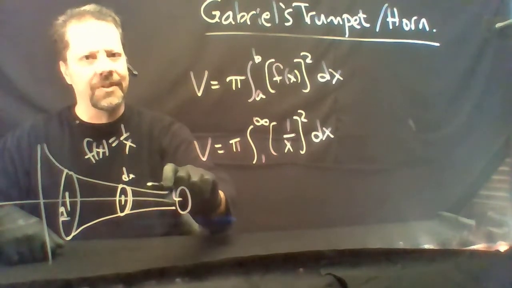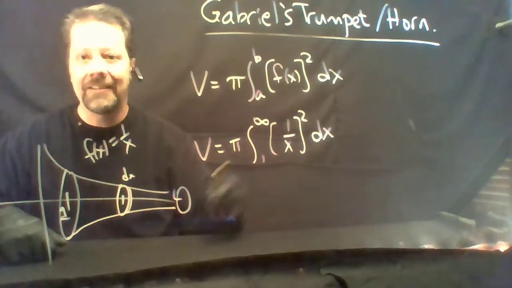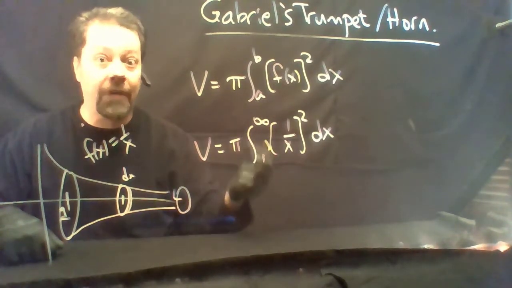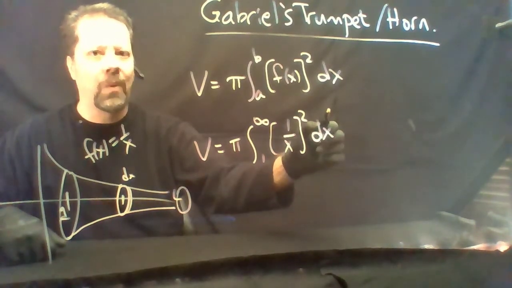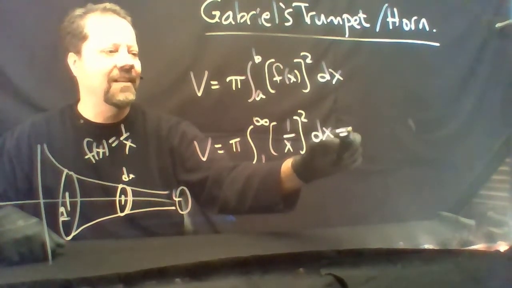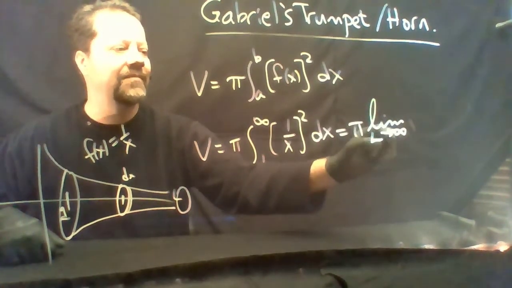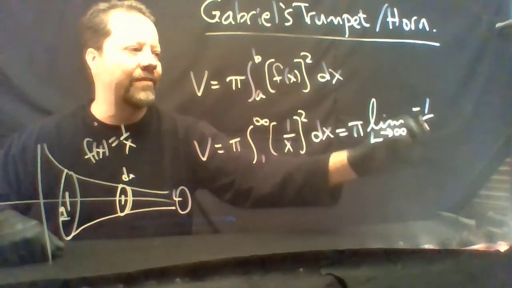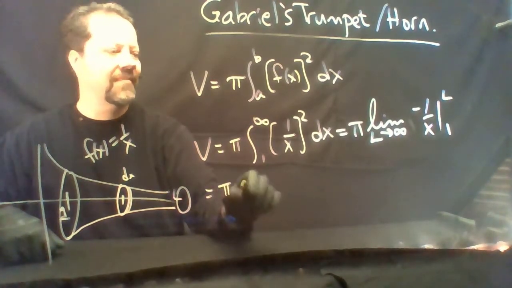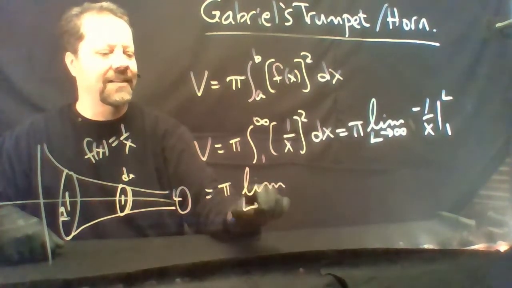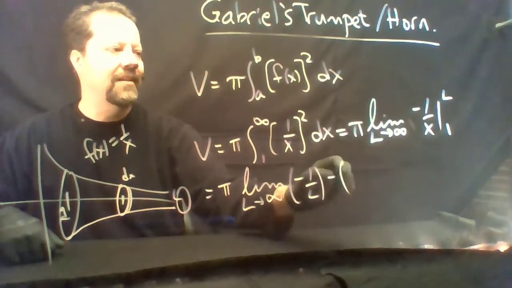Notice that Gabriel's lips must be very tiny, because this goes to 0 as you go to infinity. And Gabriel has to blow this thing from infinity. We know that this will converge. But to what? Let's calculate. It's pi times the limit as L goes to infinity. We know that you get negative 1 over x, and we're evaluating from 1 to L. It's pi times the limit as L goes to infinity of negative 1 over L minus negative 1 over 1.